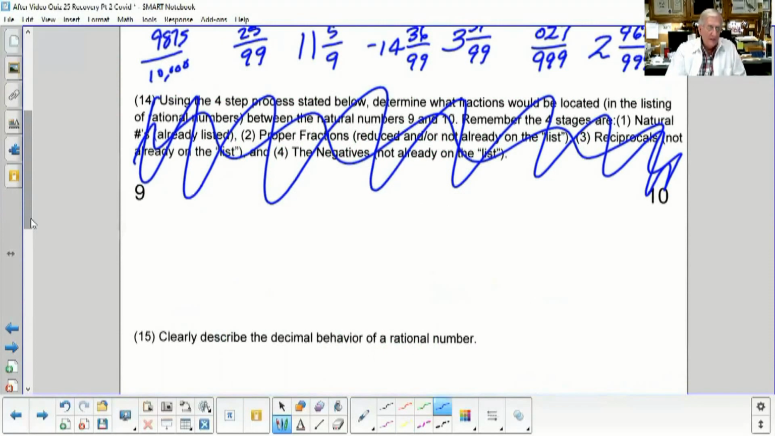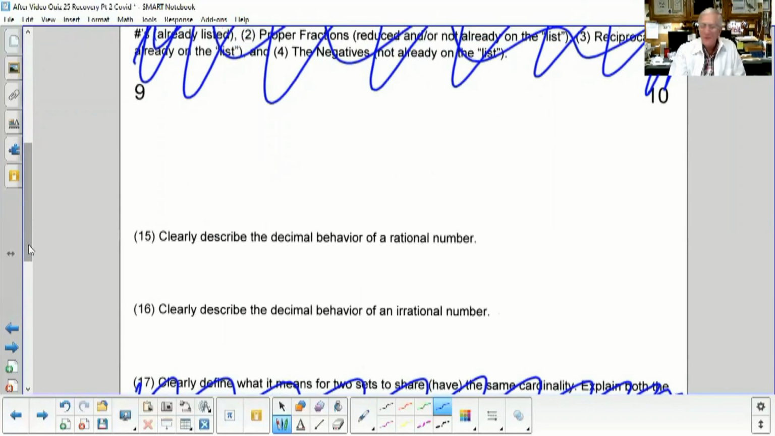Clearly describe, again, the decimal behavior of a rational number. The decimal behavior of a rational number is it's going to T or R. It's going to terminate or it's going to repeat, one or the other. Okay? Clearly describe the decimal behavior of an irrational number.